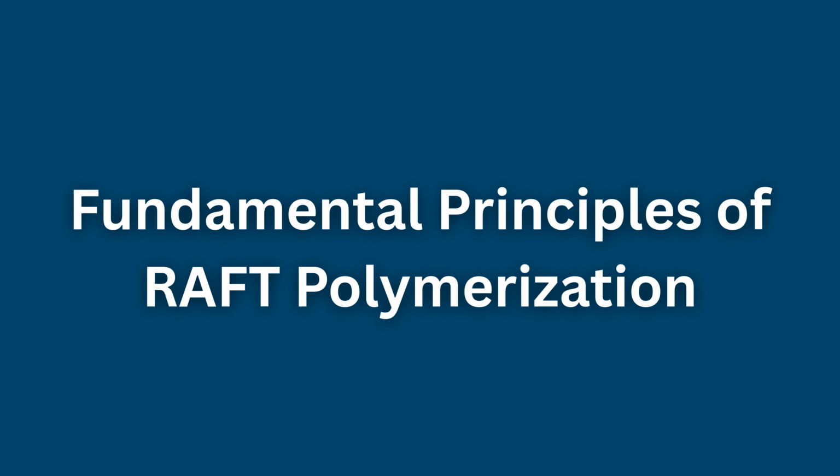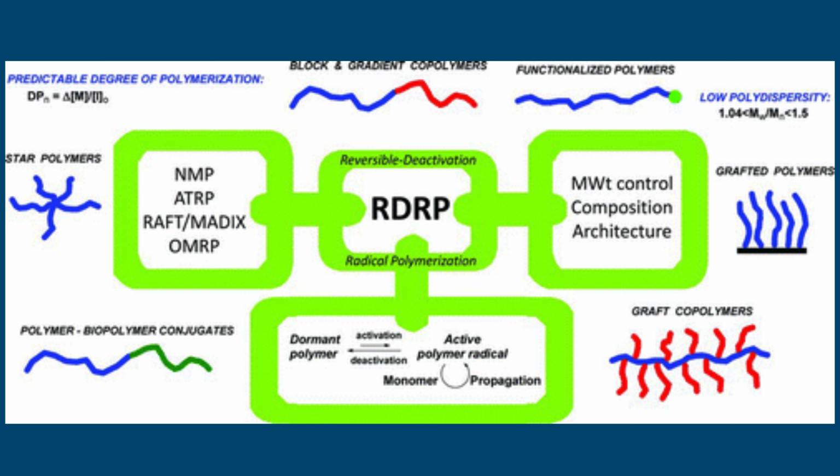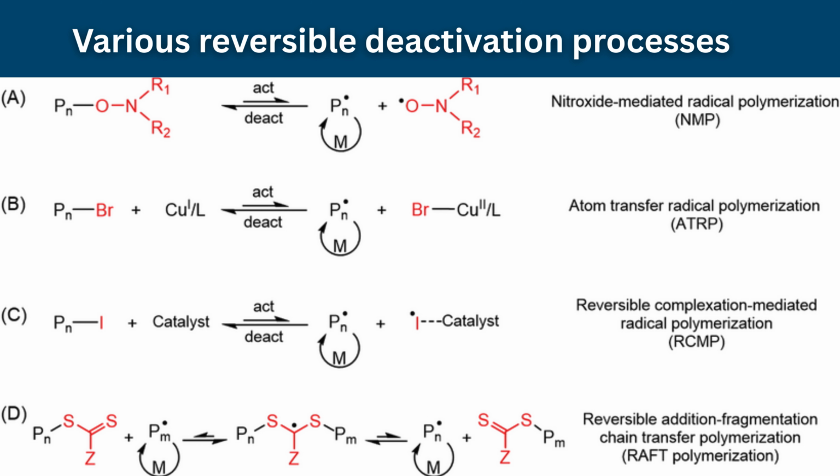Fundamental principles of RAFT polymerization. RAFT polymerization is a member of the family of reversible deactivation radical polymerization, RDRP, methods, alongside techniques such as atom transfer radical polymerization, ATRP, and nitroxide-mediated polymerization, NMP. The defining feature of RAFT polymerization is the presence of a chain transfer agent, CTA, containing a thiocarbonyl thiol group.